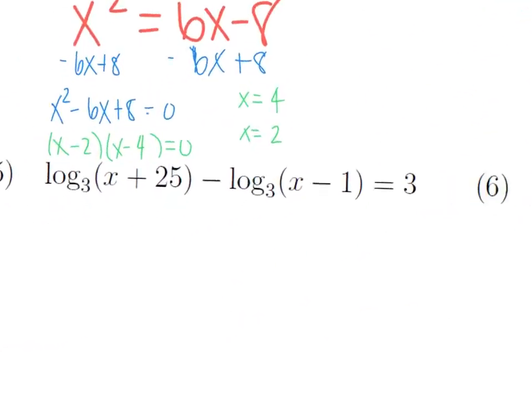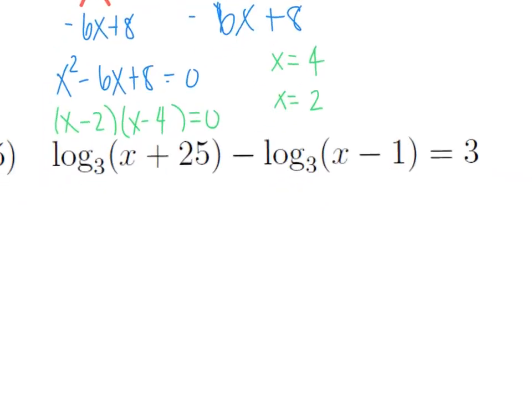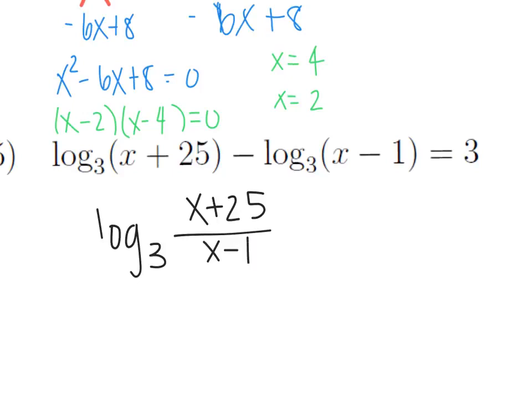Yeah, I'll do that one in a minute. So problem 5, I have the log base 3 of x plus 25 minus the log base 3 of x minus 1 equals 3. What kind of problem is this? It's got constants in it. So that means I need one log and a constant. That's it. So how do I combine this into one log? Divide. So this would be the log base 3 of x plus 25 divided by x minus 1 equals 3.